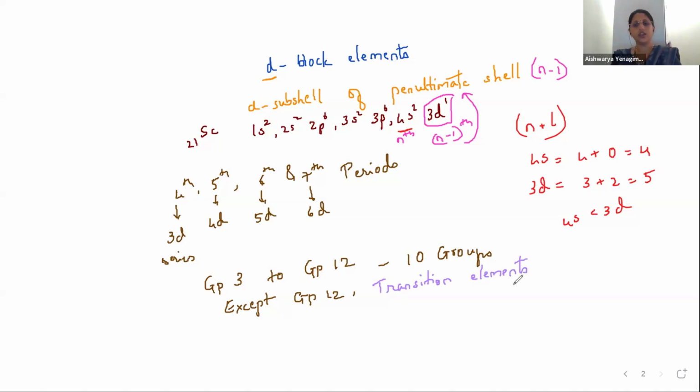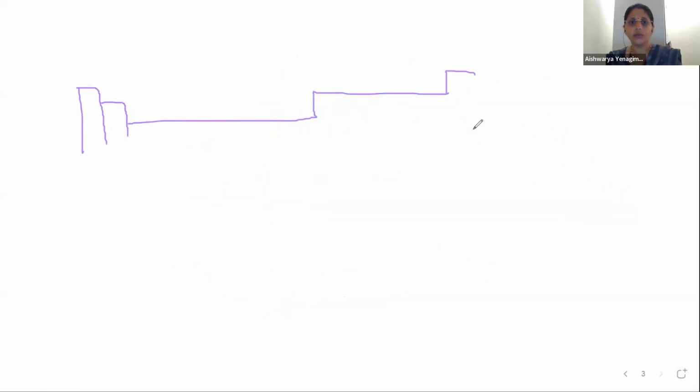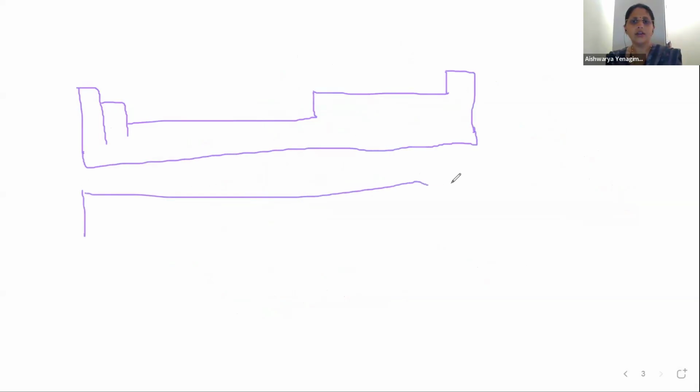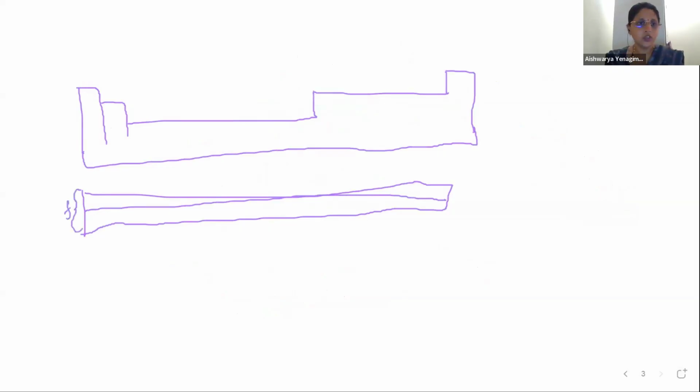Now what are these transition elements? See, I'll show you a rough figure. When we draw the periodic table, it is something like this. I'm not drawing it exactly, but you all can make out the periodic table. So this is the periodic table, correct? And here there are two groups. Those two groups are lanthanides and actinides. These are F block elements. We'll study them separately. So this is group 1, group 2. Here you have group 3 to group 12. Here is 13, 14, 15, 16, 17, and 18. This is our periodic table.